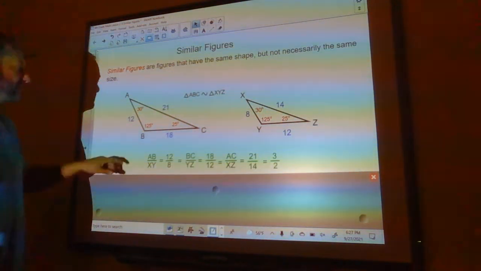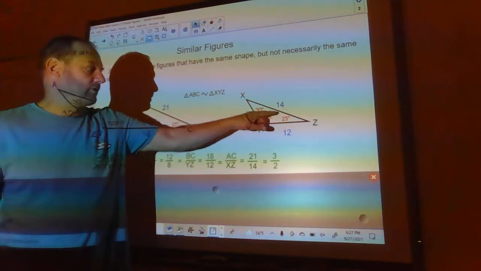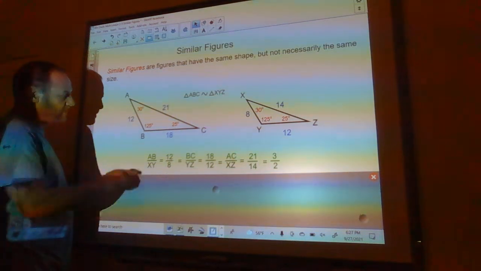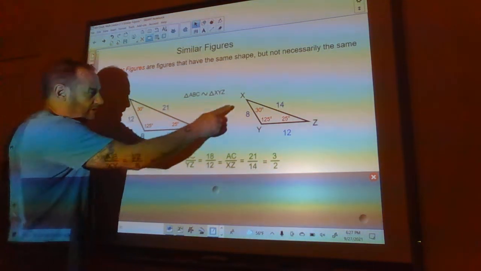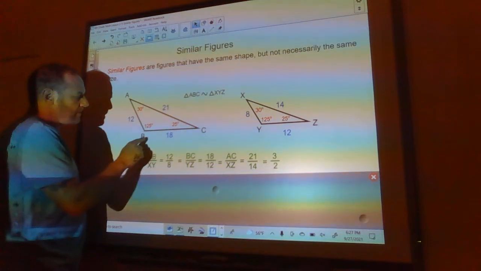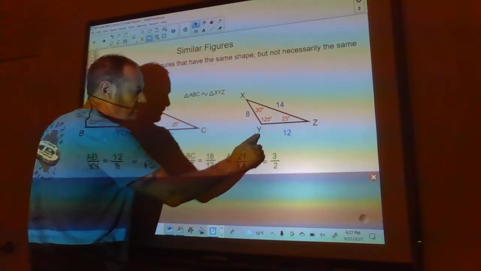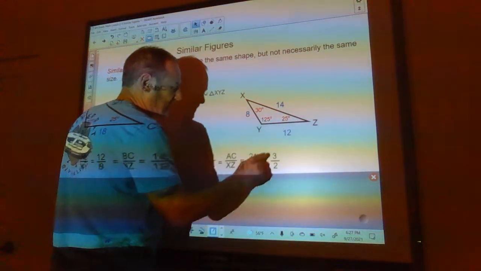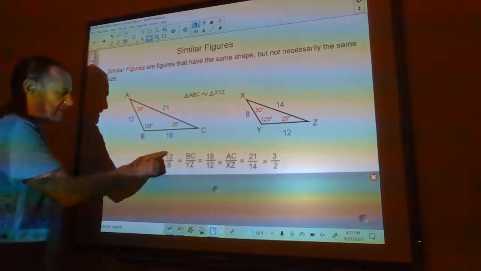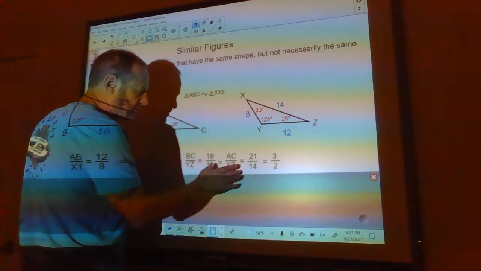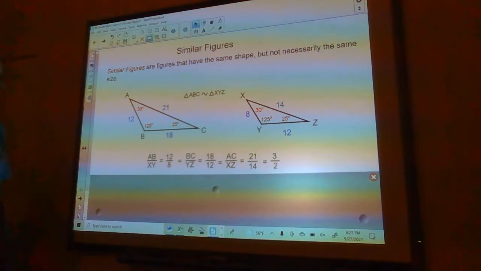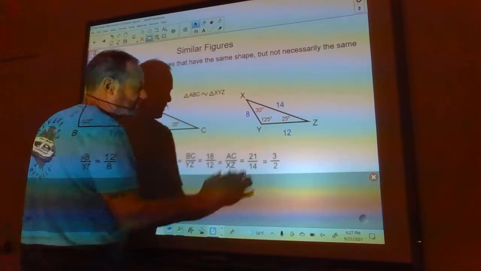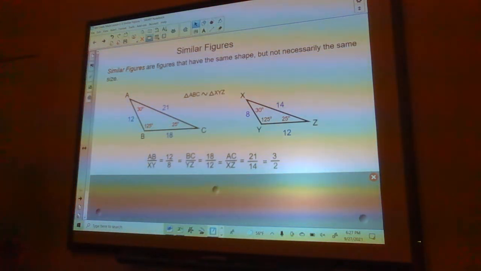Okay, but notice the sides are different. 12, 21, 18, 8, 14, 12. But if you look at the proportion, AB is 12, XY is 8. BC is 18, YZ is 12. AC is 21, XZ is 14. So if I take these three fractions and I reduce them all, they all reduce to 3 to 2. So the sides of this triangle are proportionate to the sides of this triangle right here.